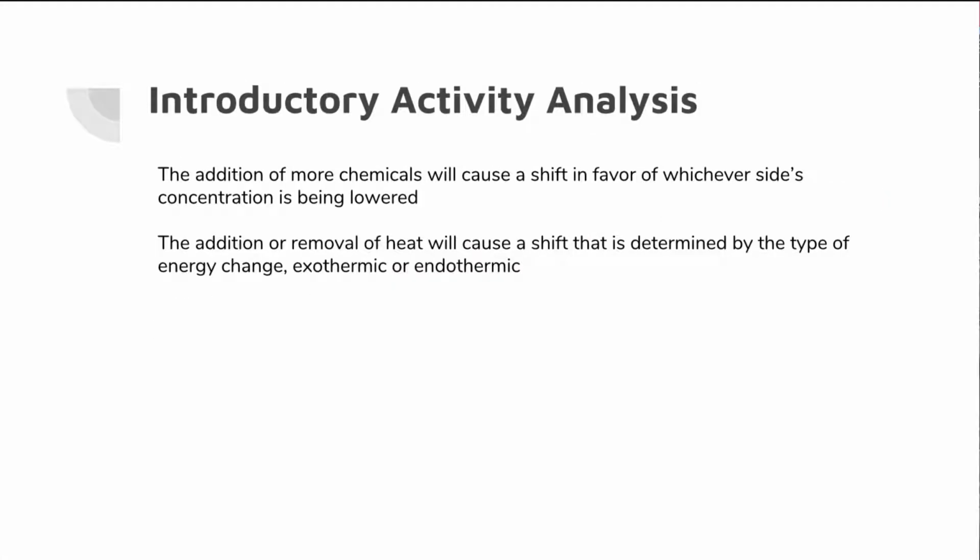So basically, from the introductory activity, we learned that the addition of more chemicals will cause a shift in favor of whichever side's concentration is being lowered, and that the addition or removal of heat will cause a shift that is determined by the type of energy change of the reaction, whether it be exothermic or endothermic. And we could use this in our next activity, which is activity B.